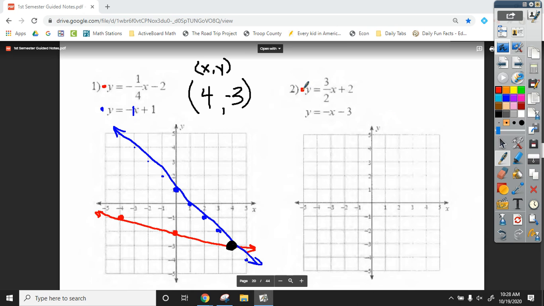Moving on to number 2. We start by graphing the y-intercept. Our slope is positive 3 over 2, so we go up 3, right 2. We can't go up and right, so we go down 3, left 2.